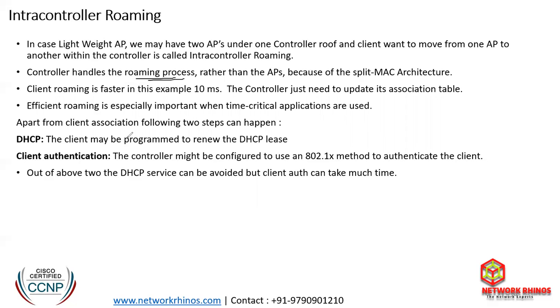The client roaming here will be very fast, less than 10 milliseconds, because the controller already has the information. Imagine that this is a controller and this is my lightweight AP, and my controller already has the AP and associated client information, maybe client one here, and AP2, as of now, is 0. So when the client moves from here to here, immediately my association table will go blank for AP1. For AP2, it writes the client information. So as my controller already knows about the client, it's more efficient than normal inter-controller roaming.